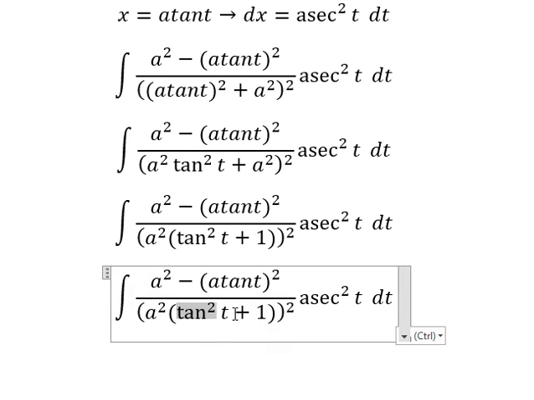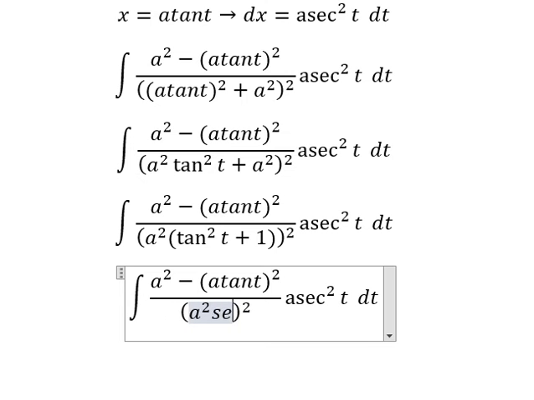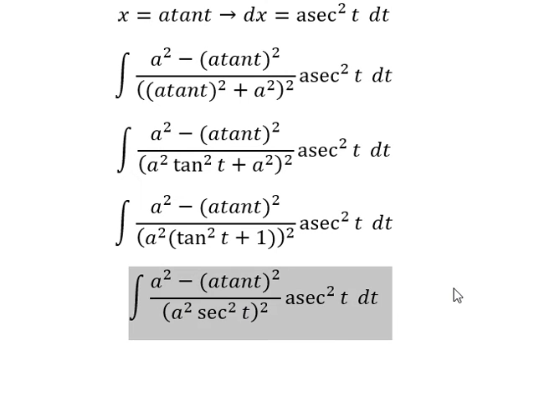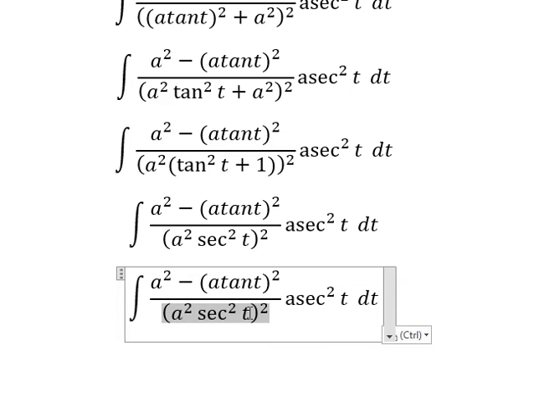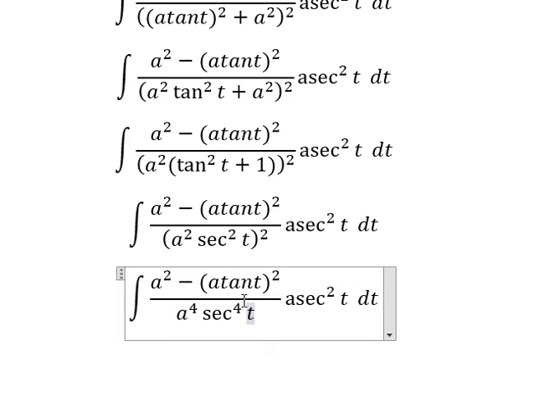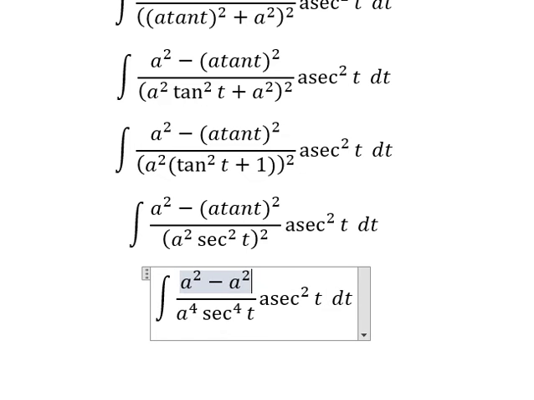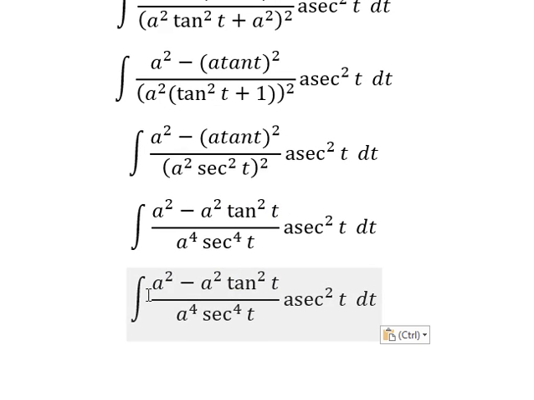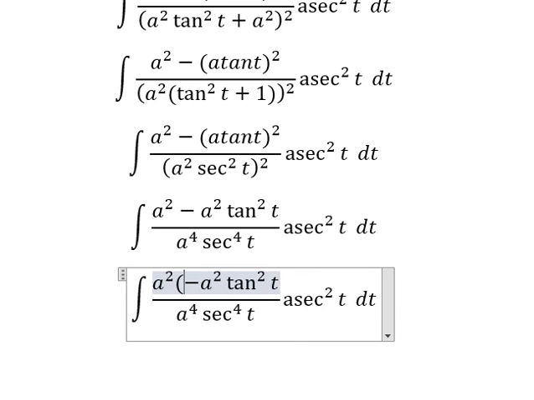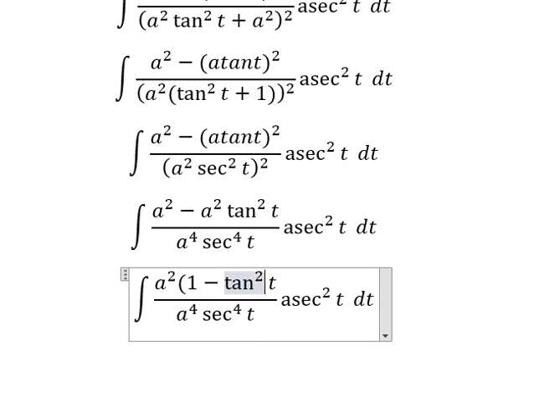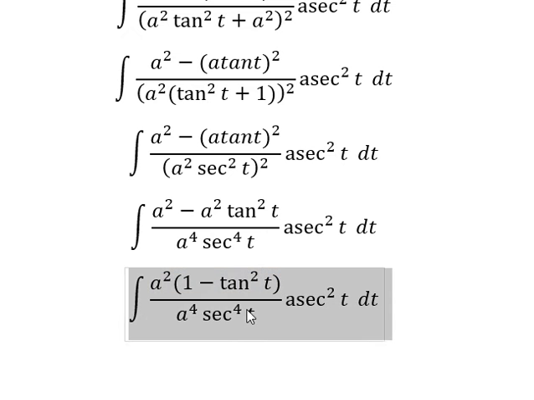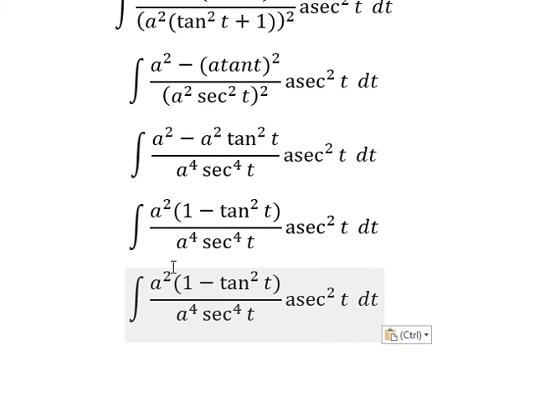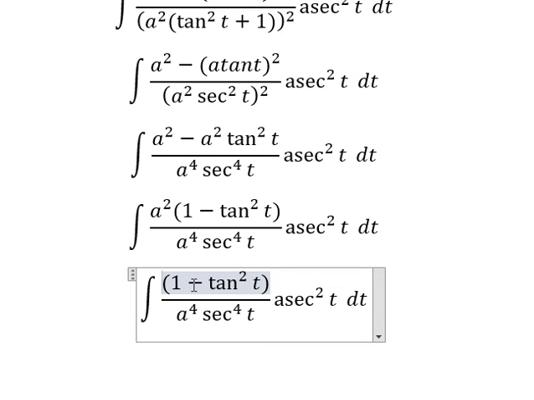We know that this one is secant of t square. So this one we have a to the power of 4 secant of t to the power of 4. This one we have a square tan t square. And now a square we can do factorization. Now a square with a, we have a to the power of 3.